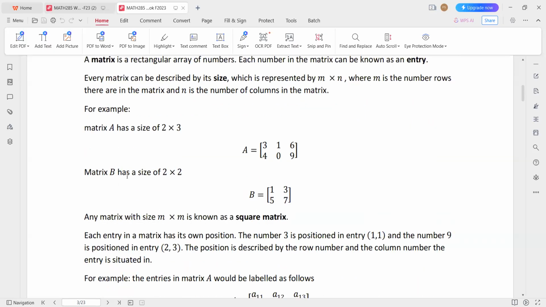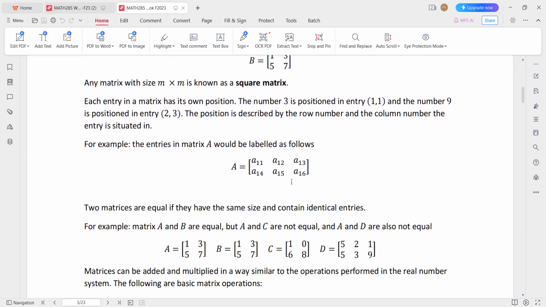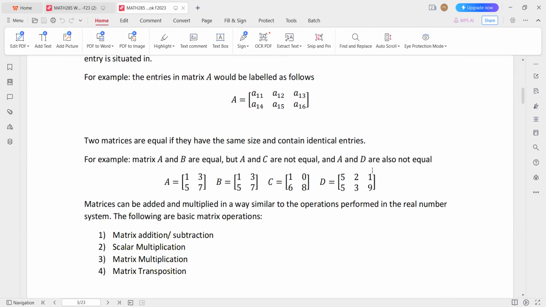Same as matrix B, which has a size of 2 by 2. So you have two rows, one, two, you have two columns, one, two. So any matrix with size M by M is known as a square matrix, which is this, right? So let's take a look at this example.